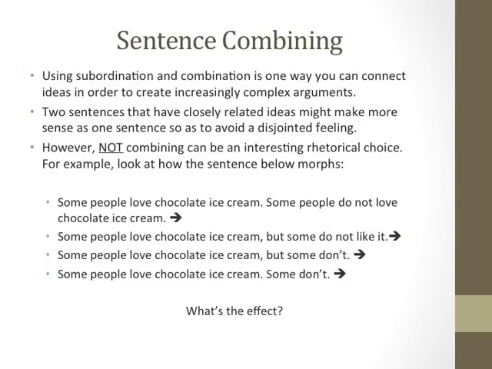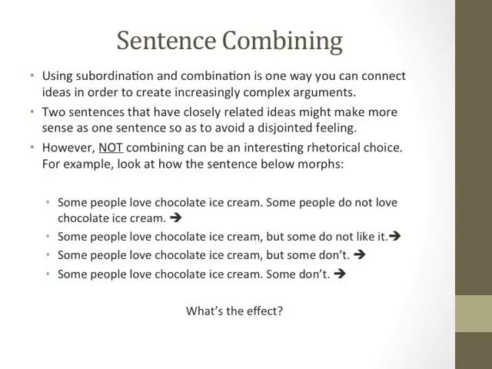So for example, let's look at the sentence below. "Some people love chocolate ice cream. Some people do not love chocolate ice cream," okay? Those are both perfectly fine sentences, right? But it feels like you're saying more than you need to. "Some people love chocolate ice cream, but some do not like it." Okay, so now we've combined the sentences. We know that it is referring to chocolate ice cream. We don't need to say chocolate ice cream again.